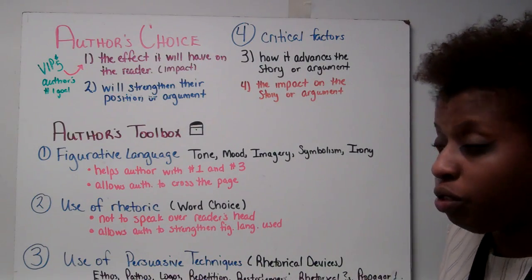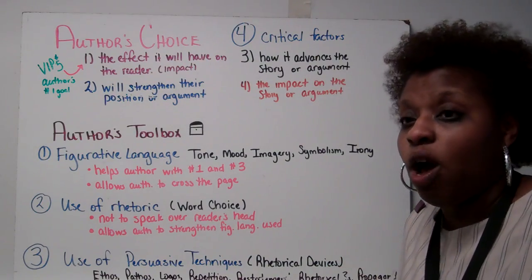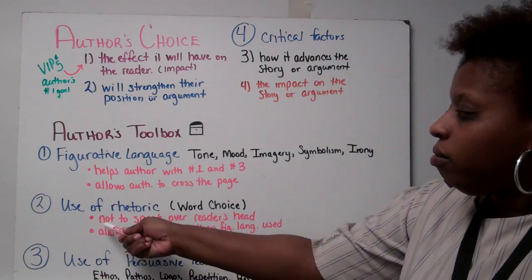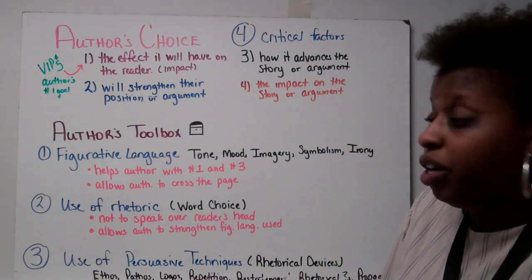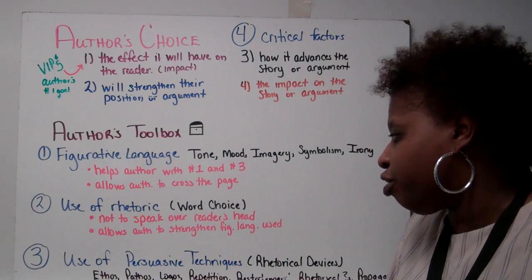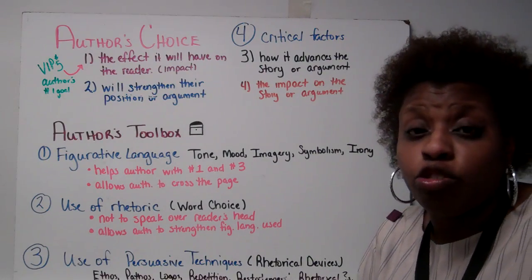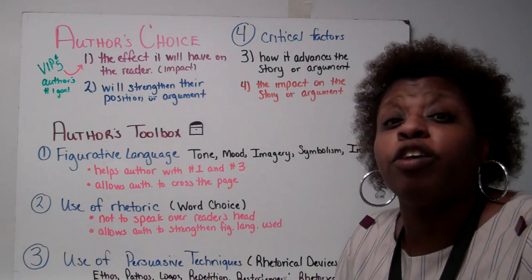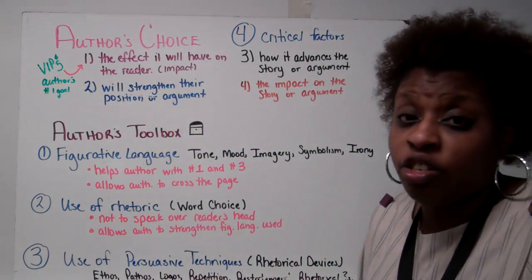The next one is the use of rhetoric. Rhetoric is just a fancy word for word choice. So, a goal of any good author, if they're trying to impact or affect the reader, is to not speak over the reader's head. So it allows the author to strengthen the figurative language used. If an author decides to write a children's book, they're not going to use 11th grade level words. They're going to use words that the child will understand because, number 1, is their goal.